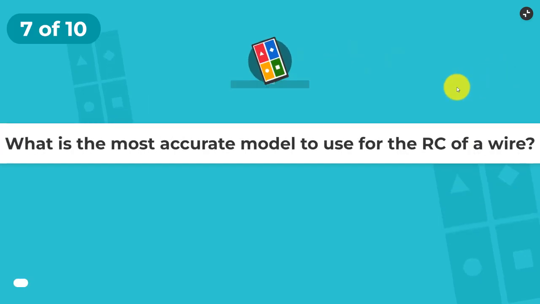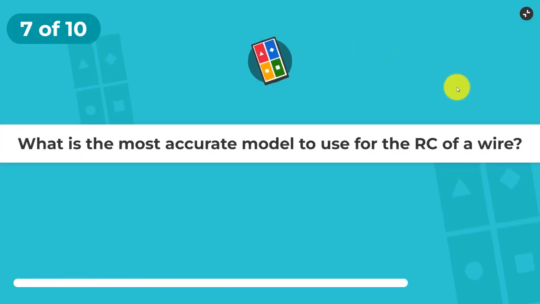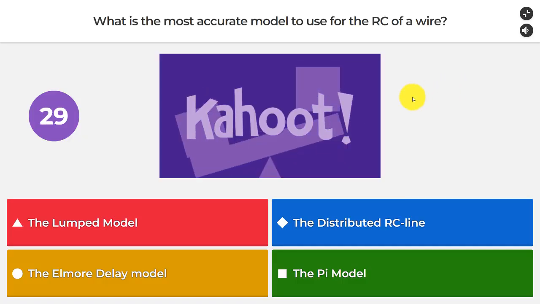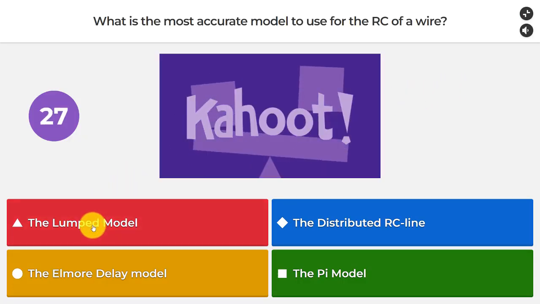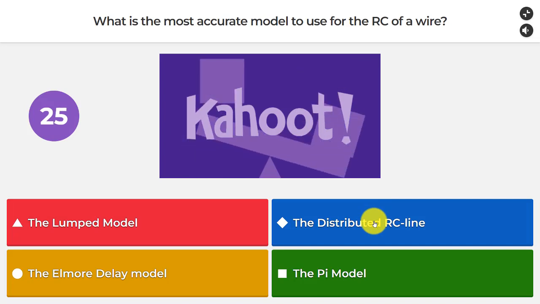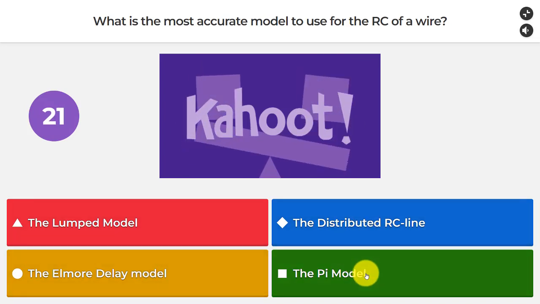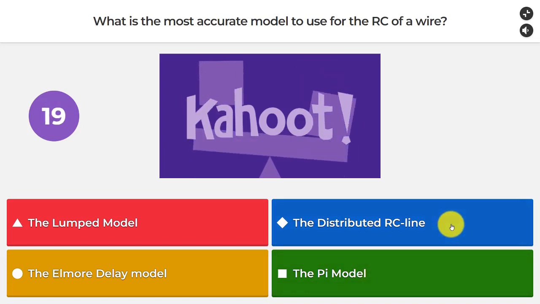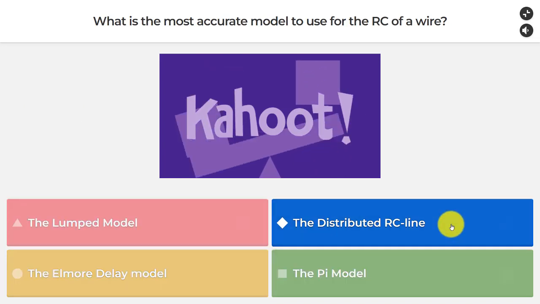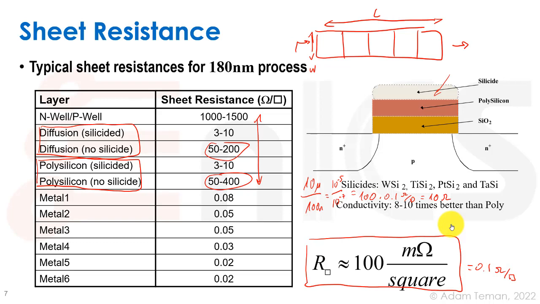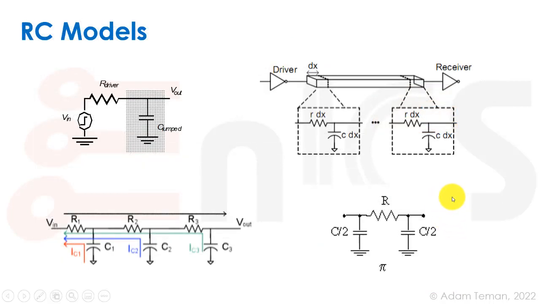Okay, question number 7. What is the most accurate model to use for the RC of a wire? At least of the models that we learned. The lumped model, the distributed RC line, the Elmore delay model, or the pi model? And the answer to that one is going to be, of course, the distributed RC line. So again, let's go back to our slides and we'll see the different models that we discussed.